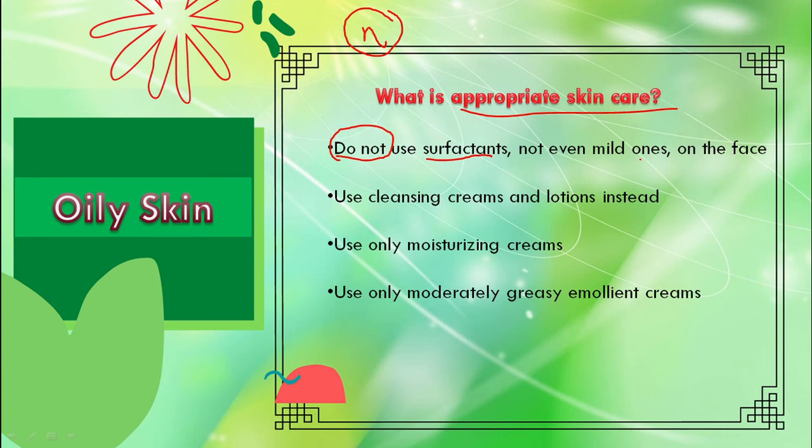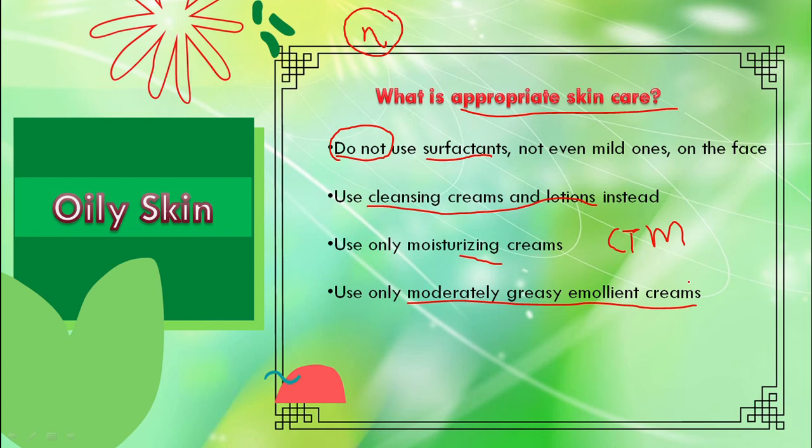You can use cleansing creams or lotion instead of surfactant, so that the cream cleans the dirt from the surface and protects your skin from dryness. You can also use moisturizing cream. Also you can go for CTM, that is cleansing, toning and moisturizing. Use only a moderately greasy emollient cream, not too oily and not a dry cream. With this short and sweet suggestion, you can take care of your skin and maintain the skin structure.